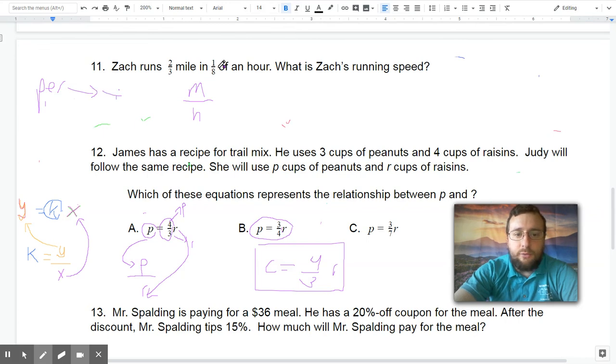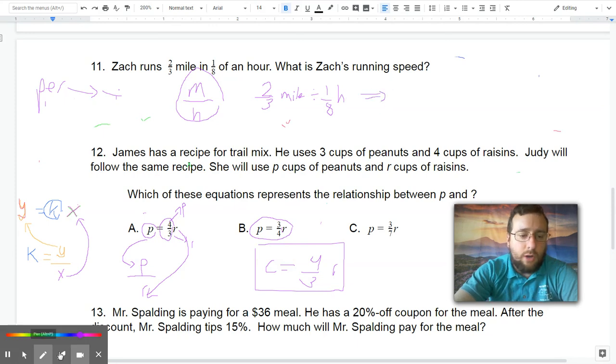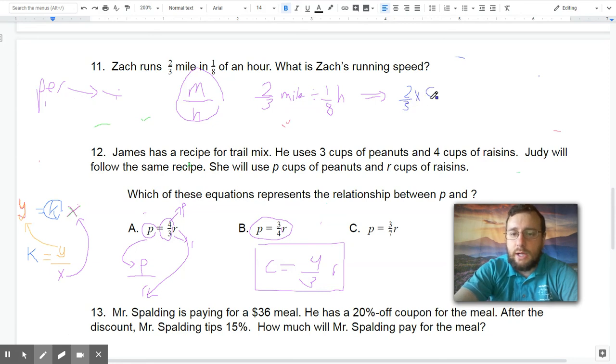So when we see miles per hour, that tells you how you're supposed to set up your rate. Miles on top divided by the hour. But we have fractions. So what we have to do is the 2/3 of a mile divided by your hours, which is 1/8 of the hours. But how do you divide fractions? Remember, it's like the whole copy dot flip thing. So then you have to do this as 2/3 times the flipping of the second one, so 8/1.